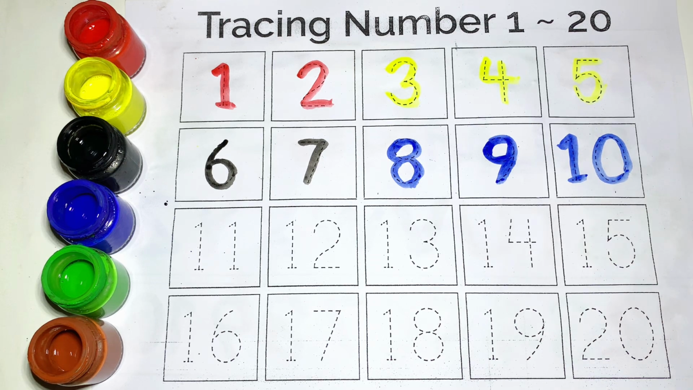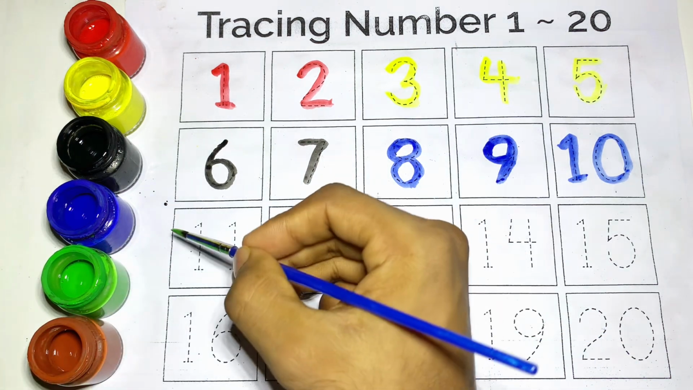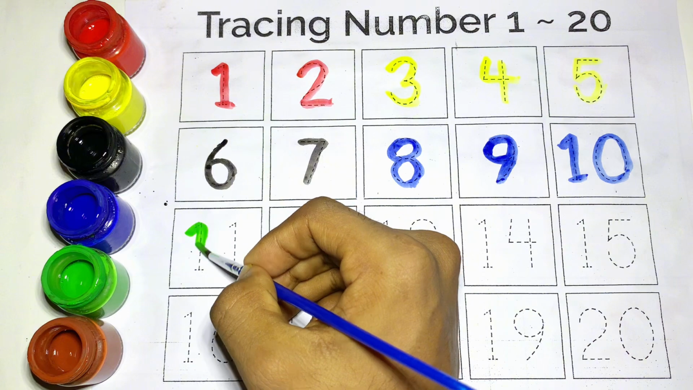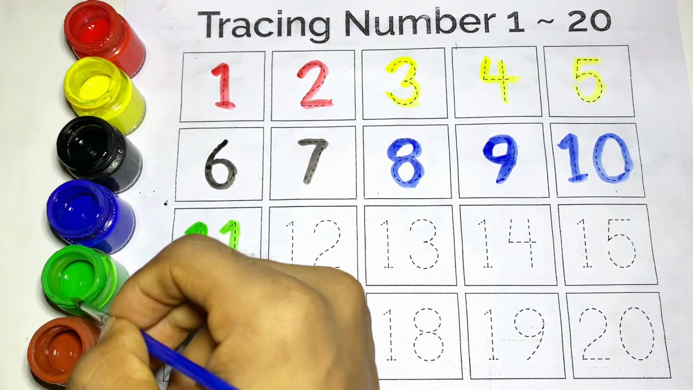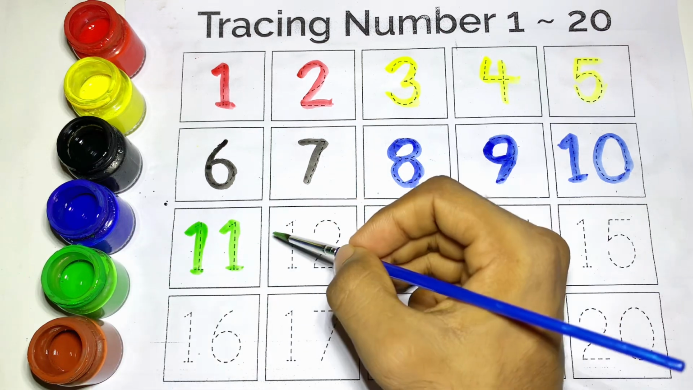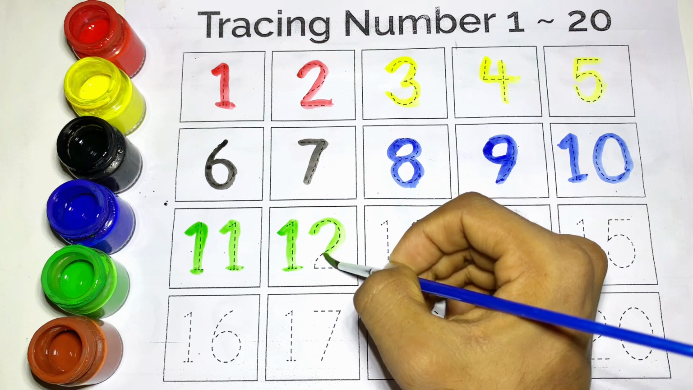Kids, now draw 11. The number 11, and use green color. 12. The number 12, and again use green color.